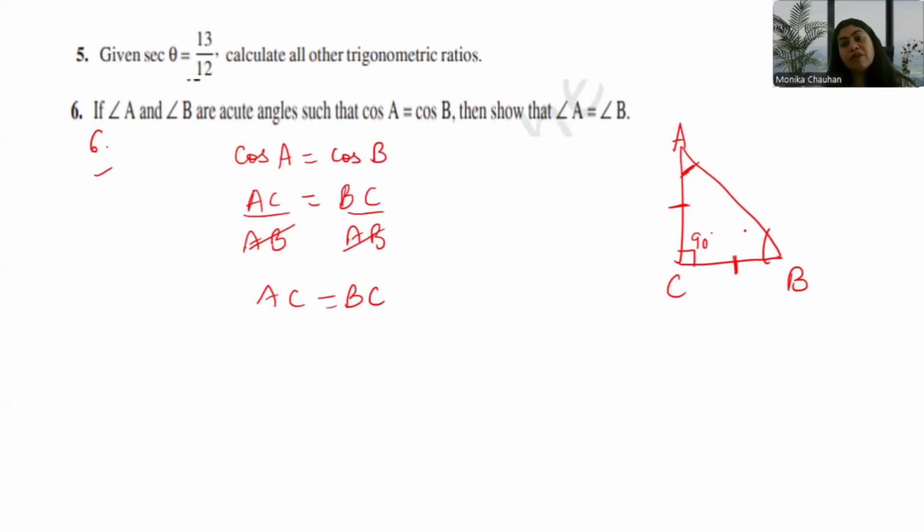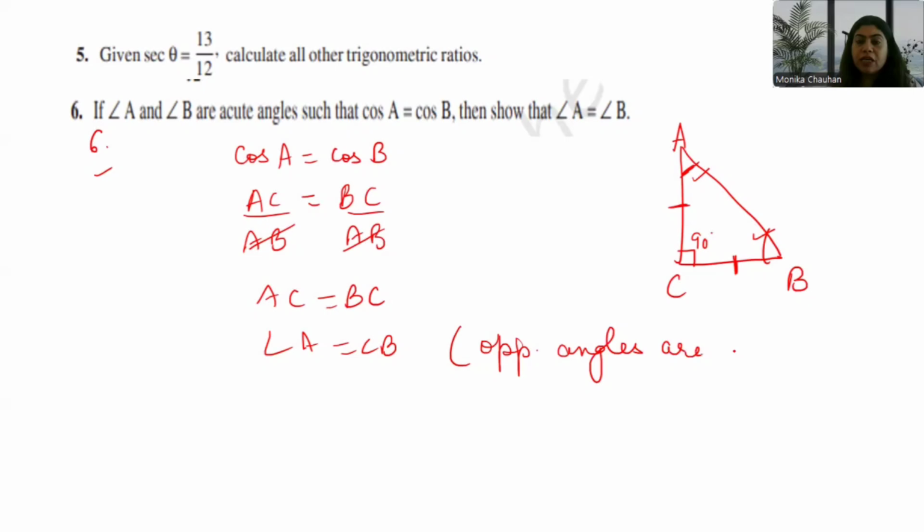Now when two sides are equal, the angles opposite to them are also equal. That means here angle A is equal to angle B. Okay, what are you going to write as the reason? Angles opposite to equal sides are equal. If your sides are equal, the angles opposite to them are also equal. So this is good.